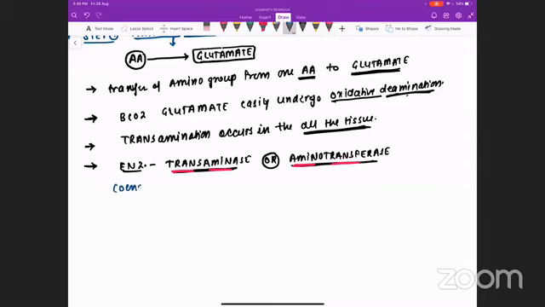The coenzyme for this reaction is very important. The coenzyme for decarboxylation was vitamin B6. Here also, the coenzyme is vitamin B6, which is also written as PLP. In the beginning of the session, I told you PLP stands for pyridoxal phosphate. So the coenzyme for the transamination reaction is pyridoxal phosphate.